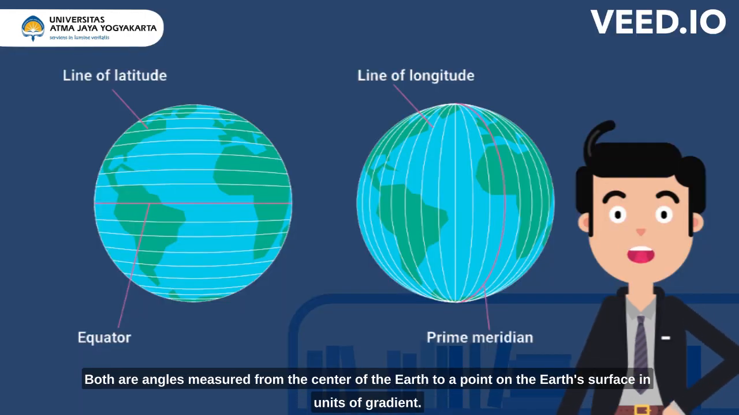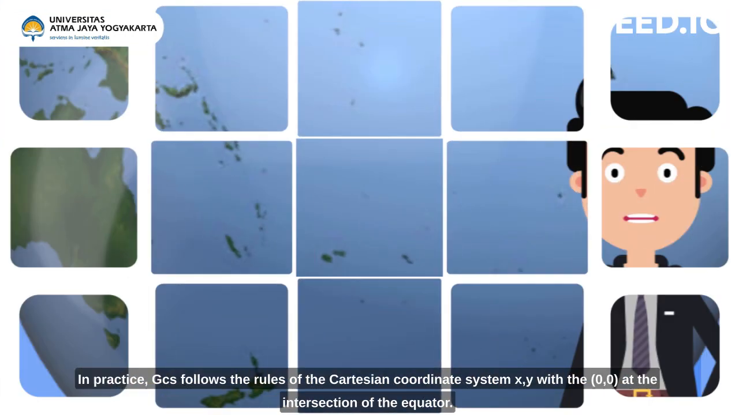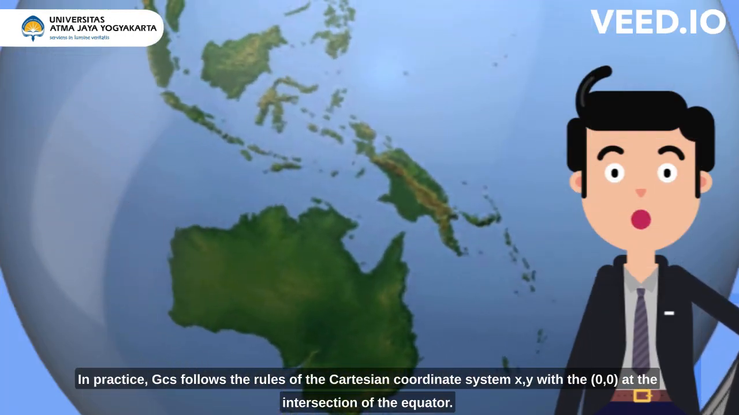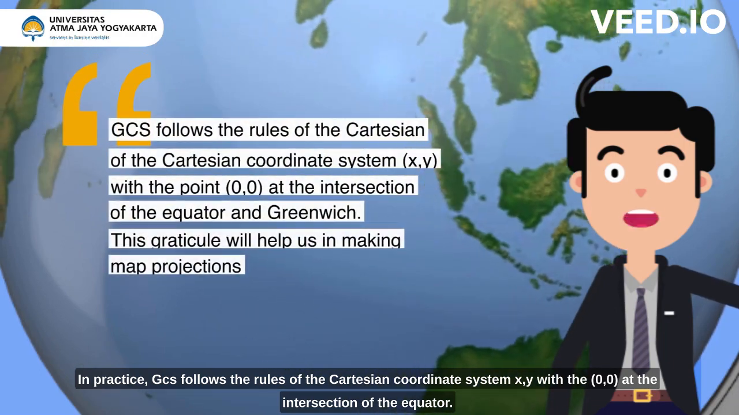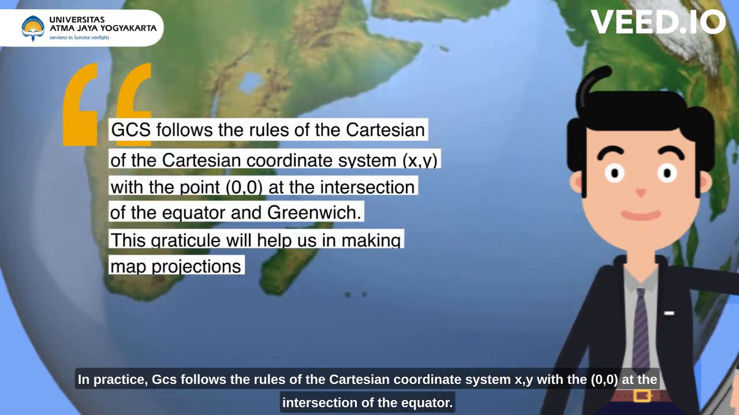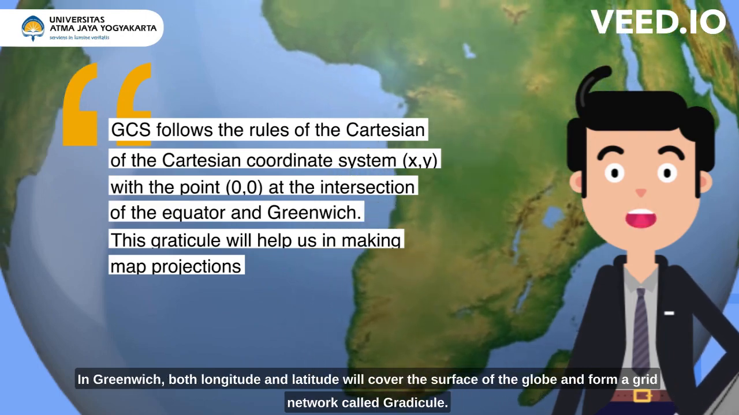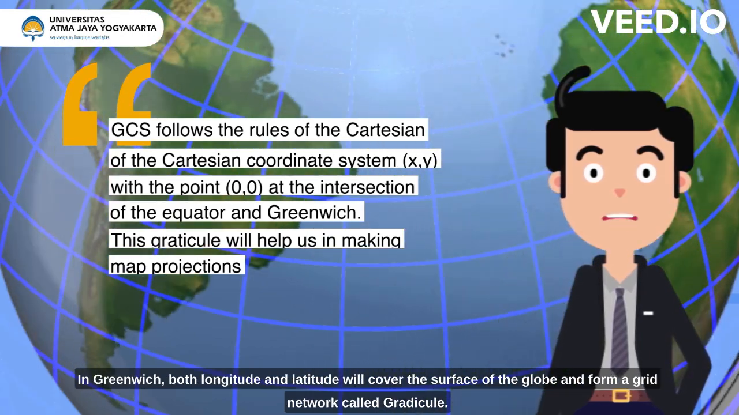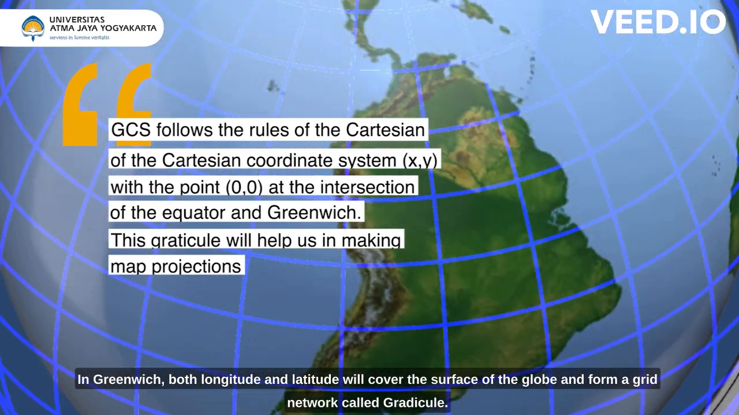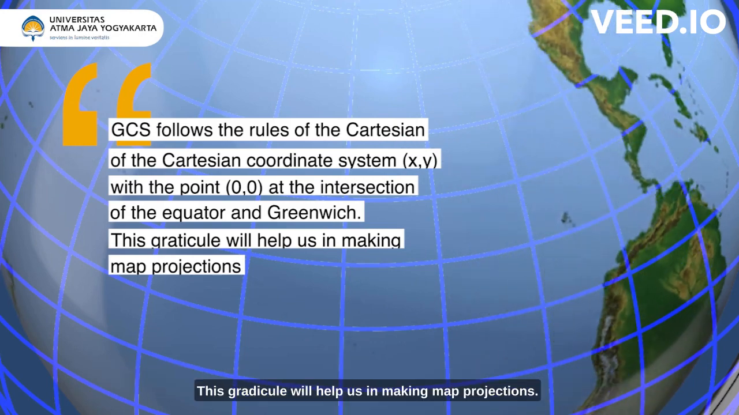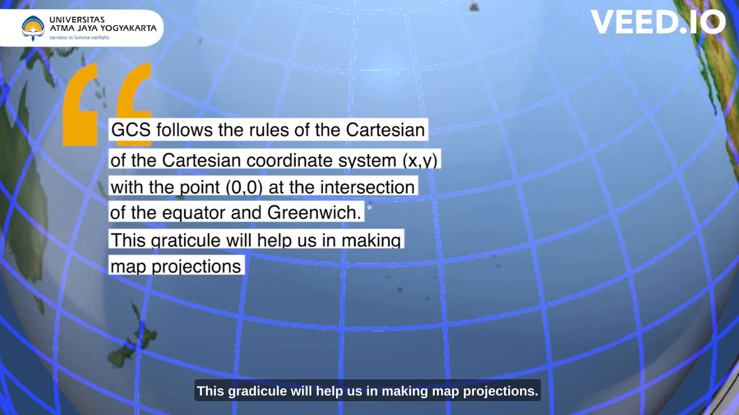Both are angles measured from the center of the Earth to a point on the Earth's surface in units of gradient. In practice, GCS follows the rules of the Cartesian coordinate system, x, y, with the point 0, 0 at the intersection of the equator and Greenwich. Both longitude and latitude will cover the surface of the globe and form a grid network called graticule. This graticule will help us in making map projections.